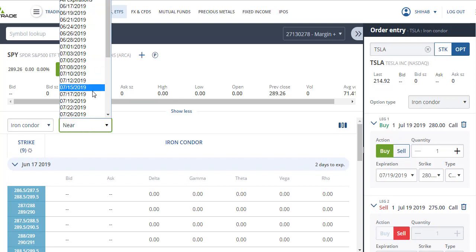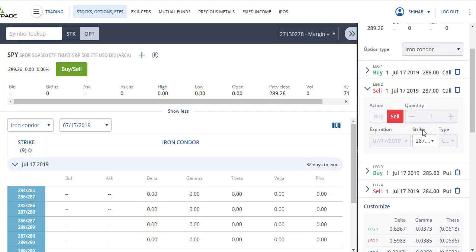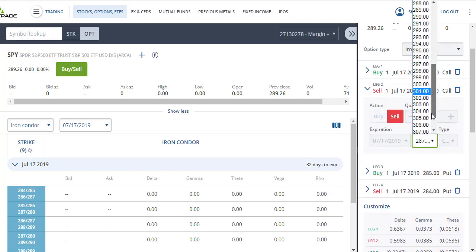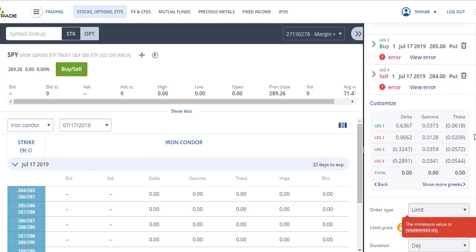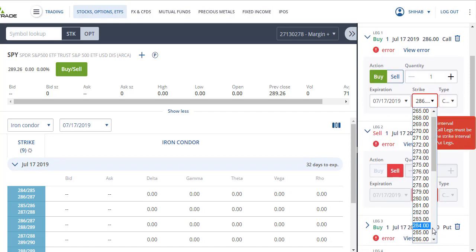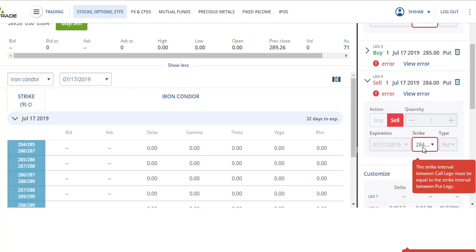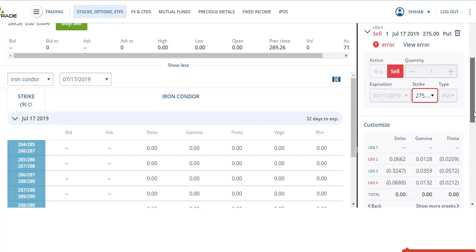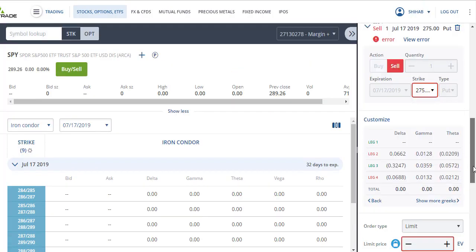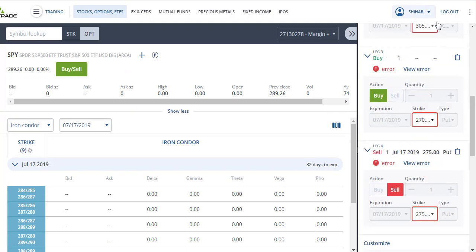And let's say we go July 17. So if we want a 90% probability of profit, on the call side, we're probably going to have to go all the way out to, let's say, 305. Let's see what that gives us. So it gives us 6%. Okay, that's fine. So for protection, we're going to buy the 310. And then on the put side, probably we're going to have to go to 275, let's say. Let's see what that gives us. 6% as well. Okay, that's fine. And then for protection, we're going to buy the 270.